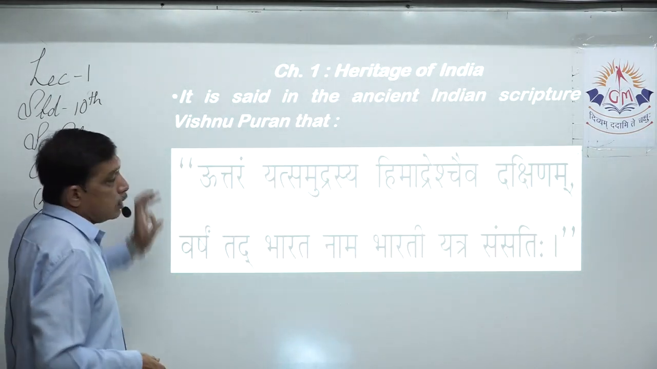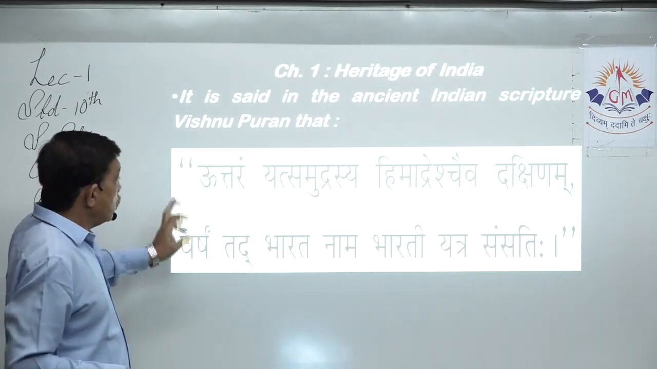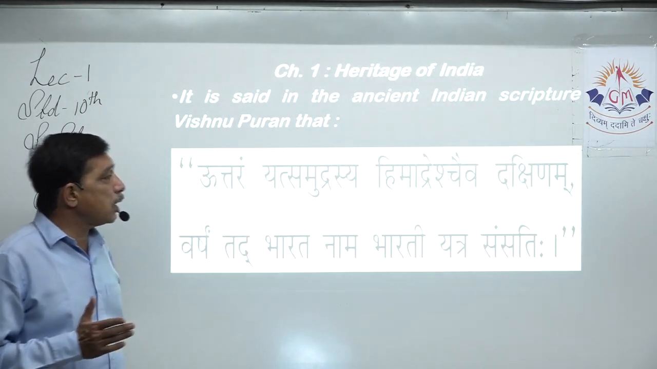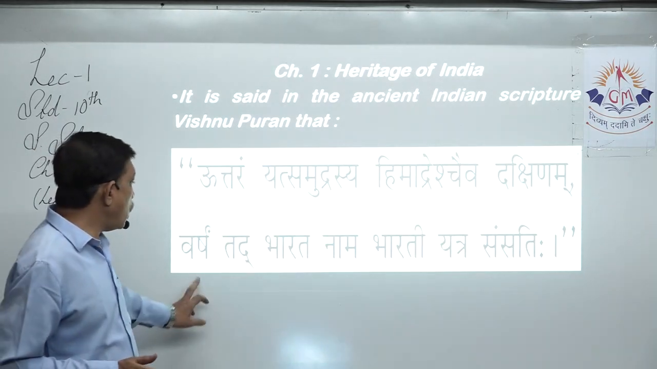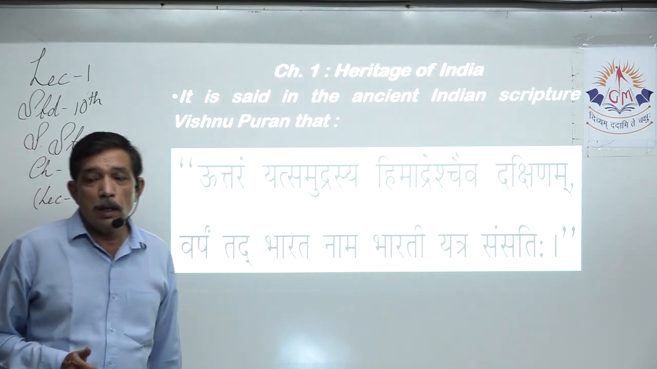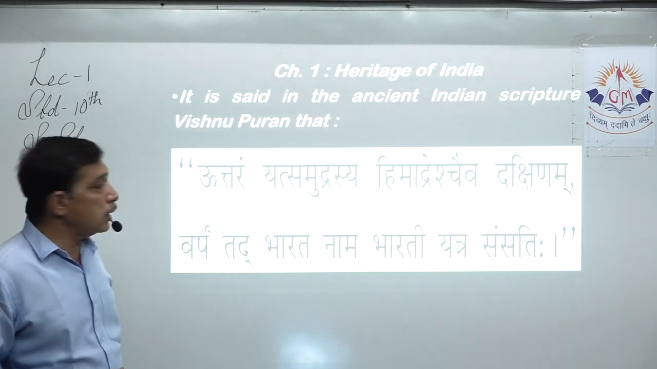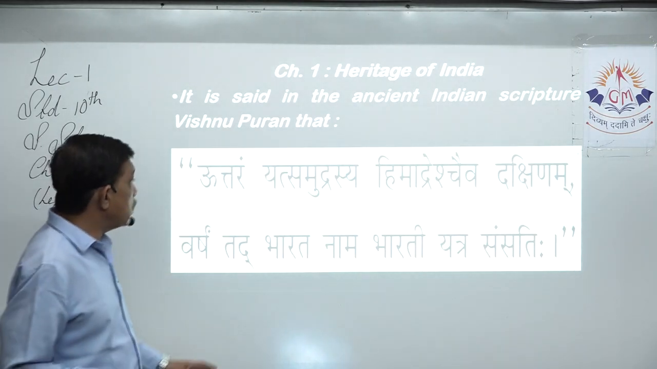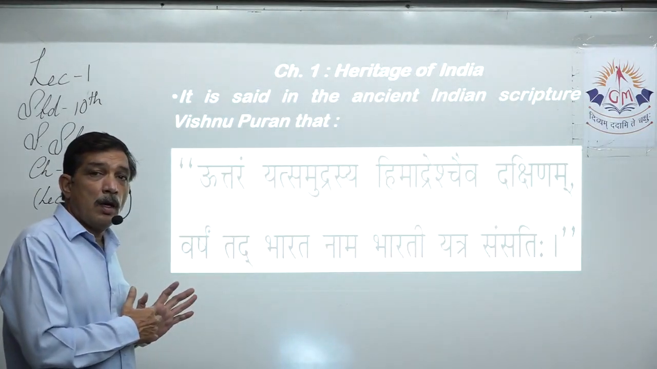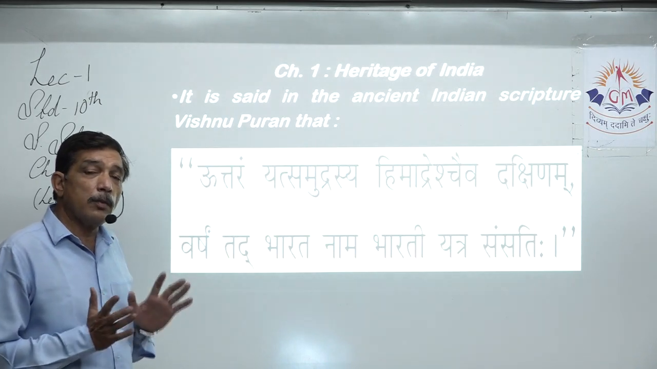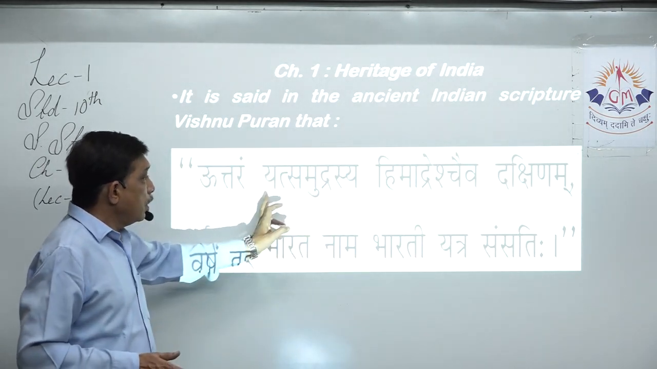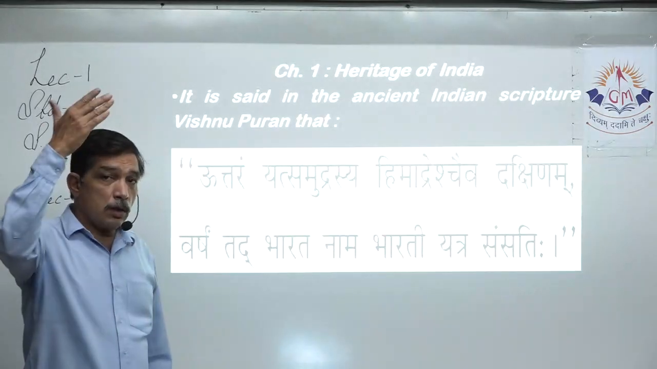So what is this shloka? Uttaram yat samudrasya himadrasya dakshinam varsham tad bharatam nama bharati yatra santatihi. Meaning is quite simple. Even if we try to remember it from this particular shloka, then also the meaning is quite clear. Uttaram yat samudrasya, right from the north.